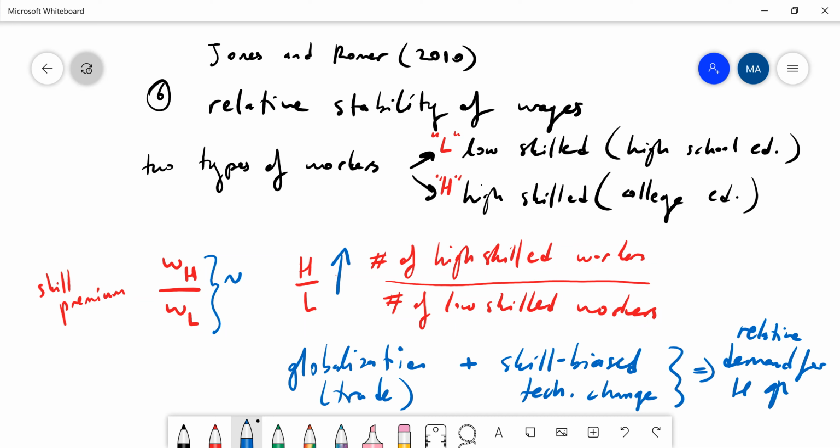Okay? So my friends, these are the growth facts. Old facts due to Kaldor, new facts due to Jones and Romer, and our theories will be focusing on such growth facts.